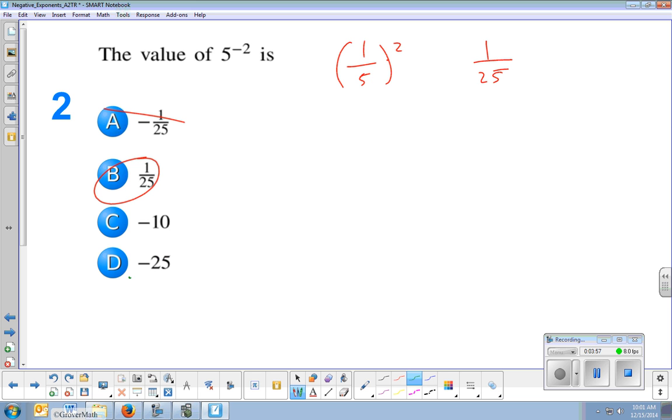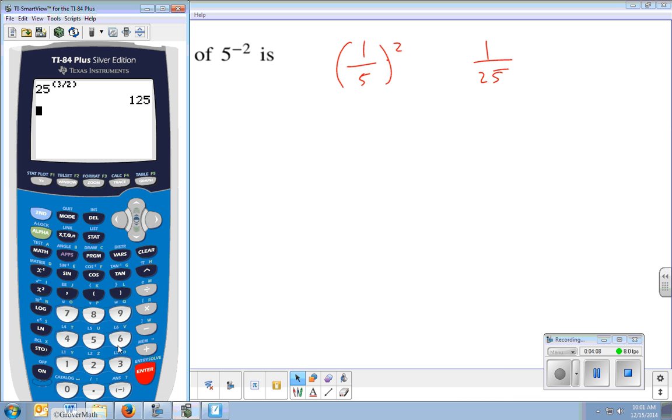A lot of people say, oh, maybe it's negative 25. That's not how it works. My base is positive. My answer is positive. All I did was reciprocal and then apply the squared. And again, your calculator can do this for you. If you type in 5 raised to the negative second, it will give you the answer, but it'll do decimal. But if you hit math and then enter twice, your calculator will convert that decimal to a fraction for you.